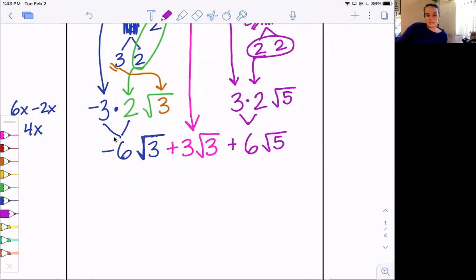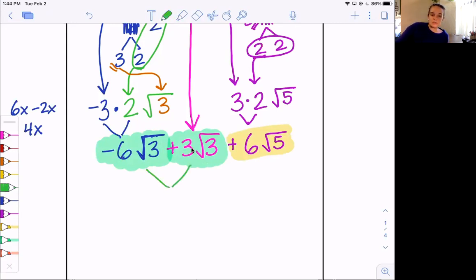Now, looking at these, I have -6 square root 3, positive 3 square root 3, and 6 square root 5. And I noticed, just like you did, Mia, that square root 5 is different than these ones. So I would say that this one and this one, those two are like terms. They both have square root 3. But square root 5 is different, right? So I cannot combine those. I can combine the green ones though.